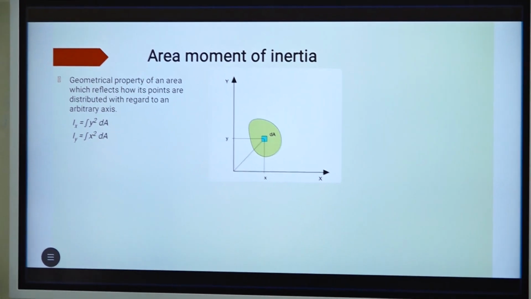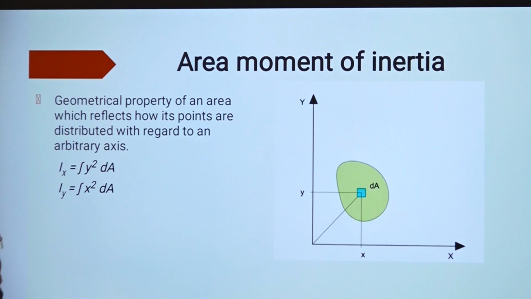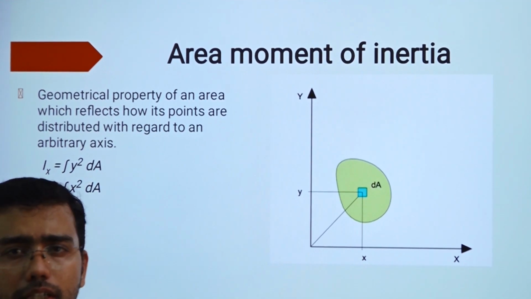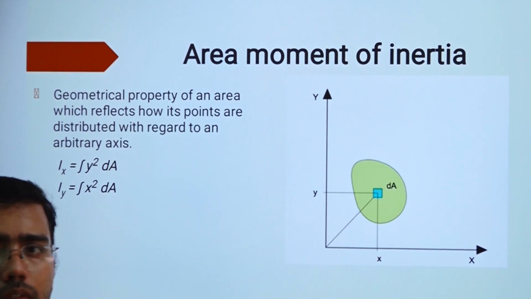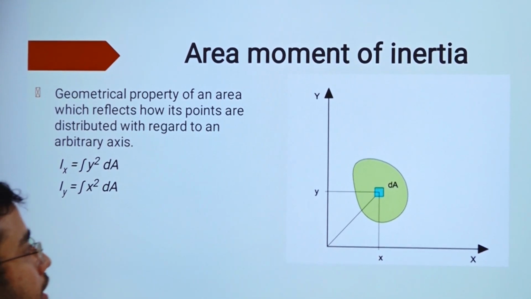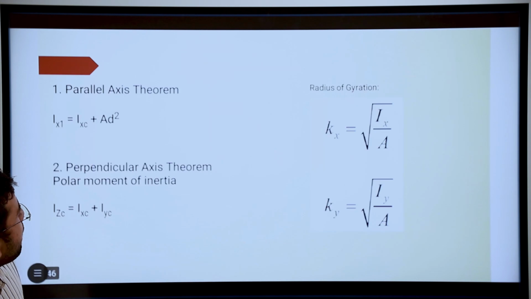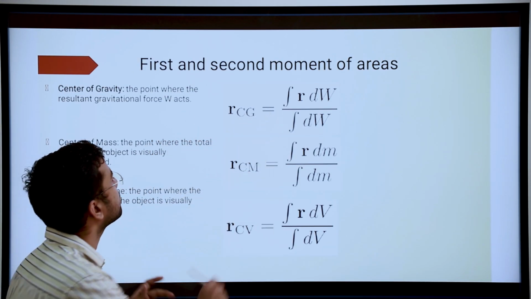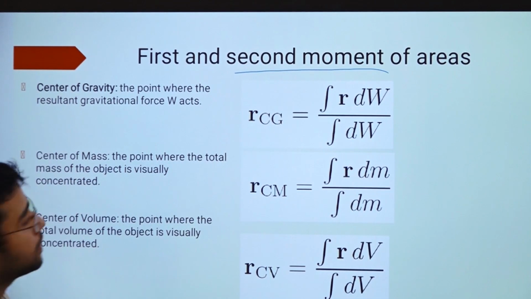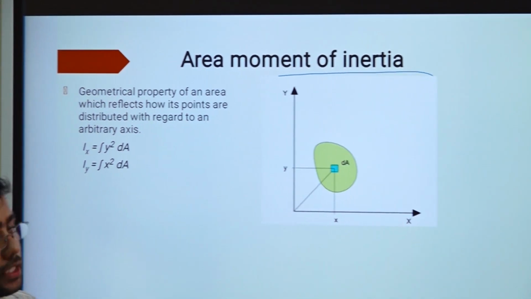So now we have area moment of inertia. I think you all know what area moment of inertia is, because we constantly use it in fluid mechanics, strength of material, sometimes in dynamics also. Everywhere we are using area moment of inertia. Let me explain it again. What is area moment of inertia? Area moment of inertia is nothing but the second moment of area.